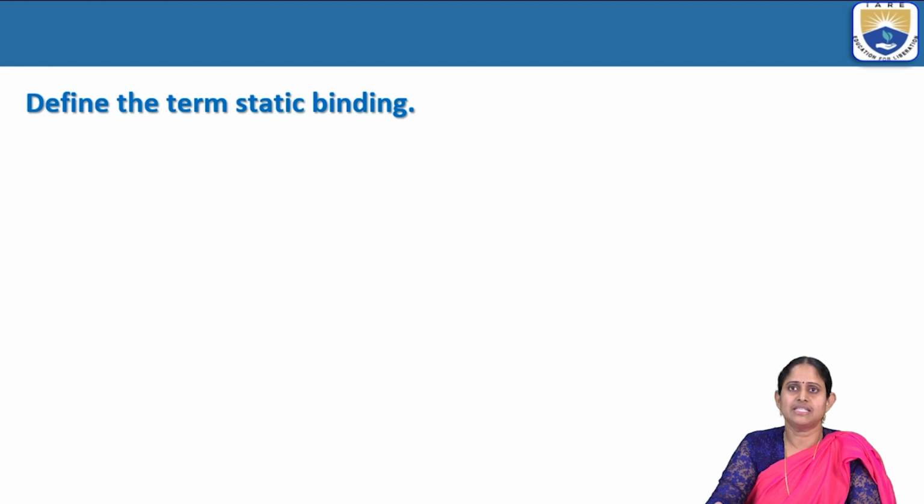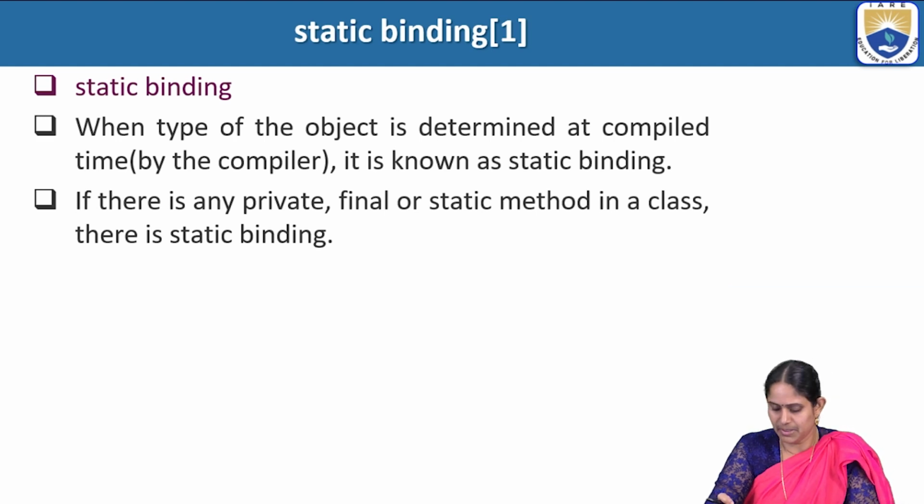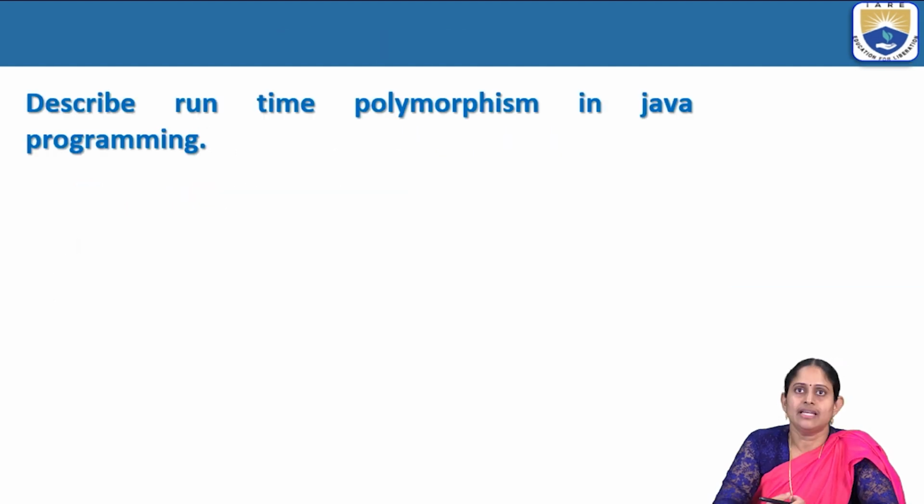Next, define the term static binding. Static binding is determined at compile time. So static binding occurs during compile time. When the type of the object is determined at compile time, it is known as static binding. If there is any private, final or static method in a class, there is static binding. For example, let's say we are having, next, describe runtime polymorphism in Java.